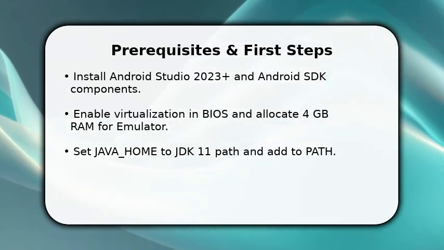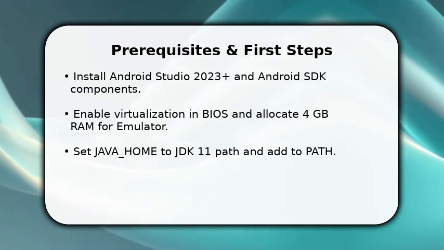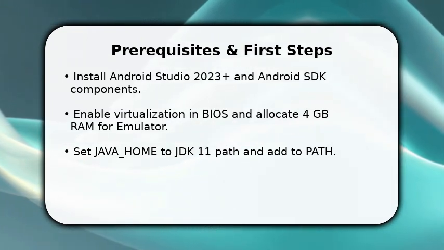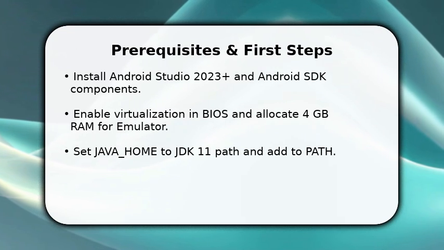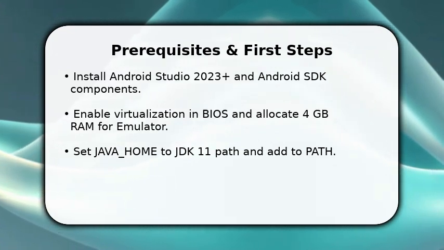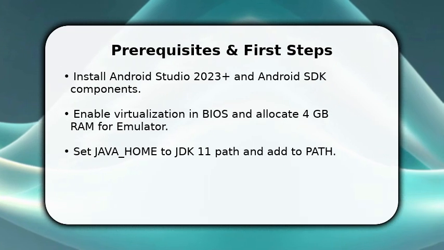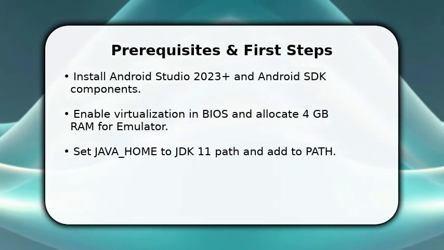Once done, create a new project with an empty activity so you have a minimal app structure. Make sure to accept SDK licenses when prompted and apply recommended components. This avoids future build errors and speeds up initial runs.